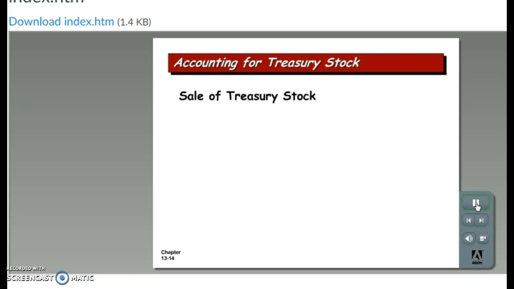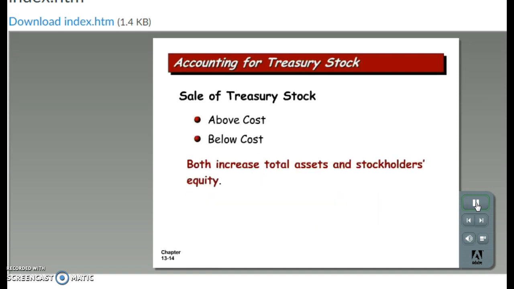If a corporation sells treasury shares, the accounting treatment will differ depending whether the shares are sold above or below cost. In both cases, total assets increase because cash is collected, and stockholders' equity increases because treasury stock, a contra stockholders' equity account, decreases.